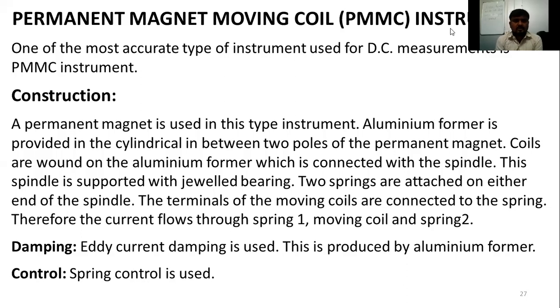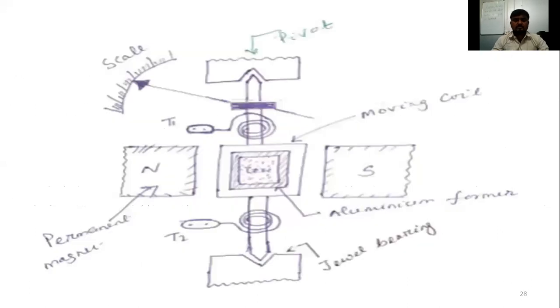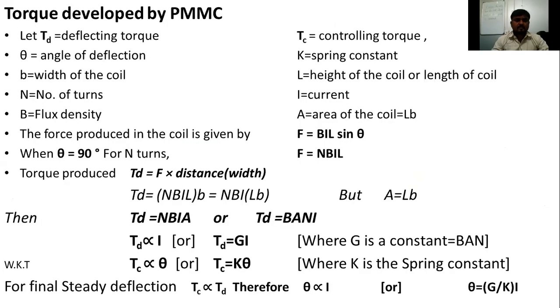We have started the discussion of the permanent magnet moving coil instrument, that is called PMMC, and we have already discussed the construction and working principle as well as the torque equation of the PMMC instrument. The torque equation tells us that the deflecting torque is proportional to BANI.